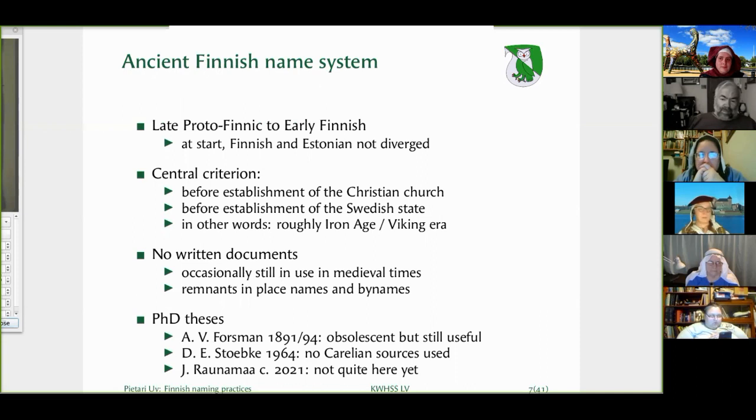So to start from the earlier one, the ancient system that predates Christianity and a state in the modern sense of statehood covers the area from roughly the 13th century back. And linguistically speaking, it covers the area from Proto-Finnic to early Finnish. So in a sense, it's shared by Finnish, Estonian, Karelian, and this set of related languages.